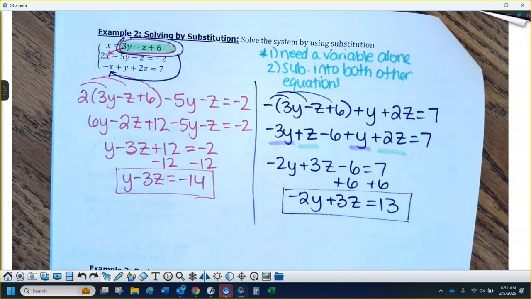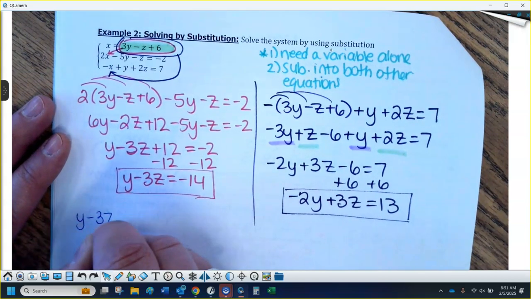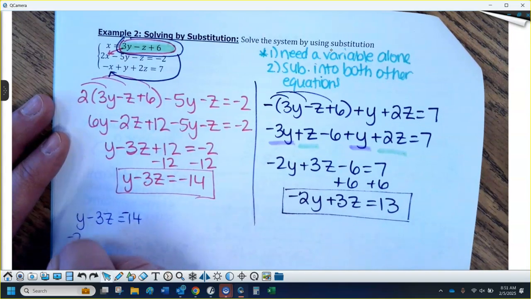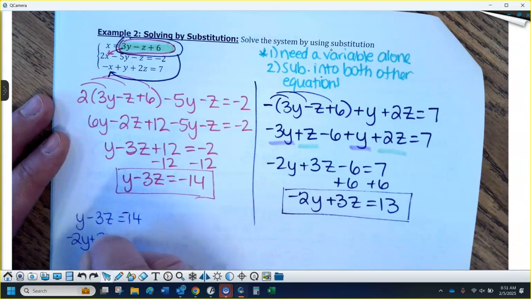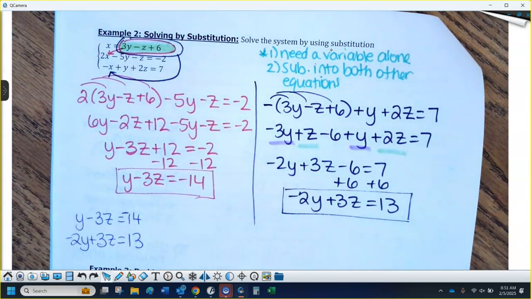Okay, so by doing that substitution, I had 3 equations with 3 different variables. Now we have 2 equations with the same 2 variables, just y and z. There's no longer an x involved in either one of these. So basically, I'm going to write this to the side. My new system is y minus 3z equals negative 14, and negative 2y plus 3z equals 13. That's my new system.